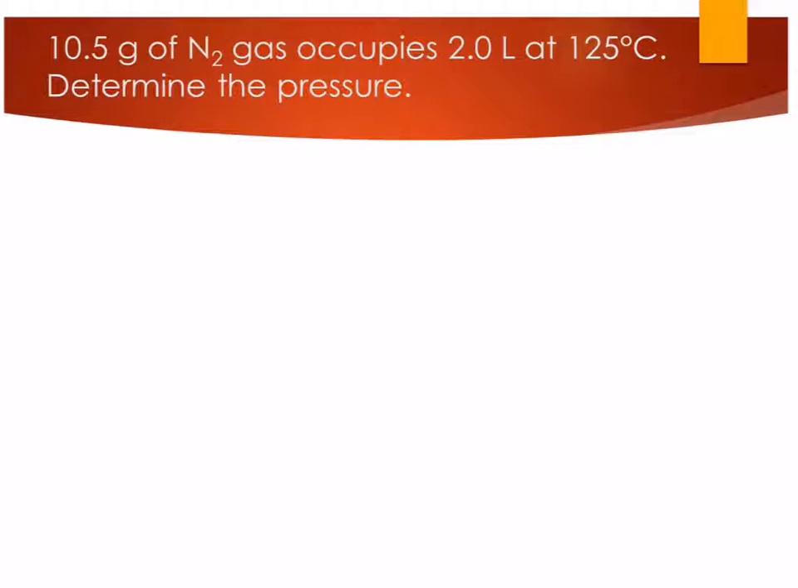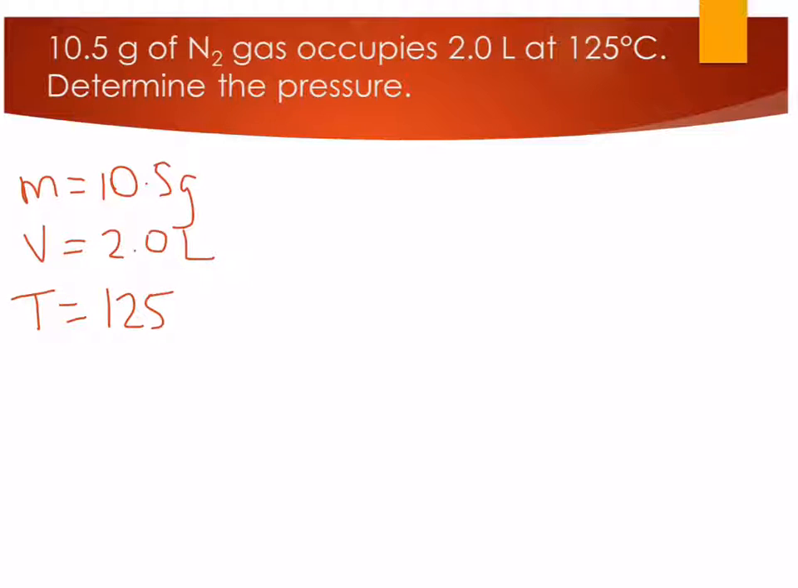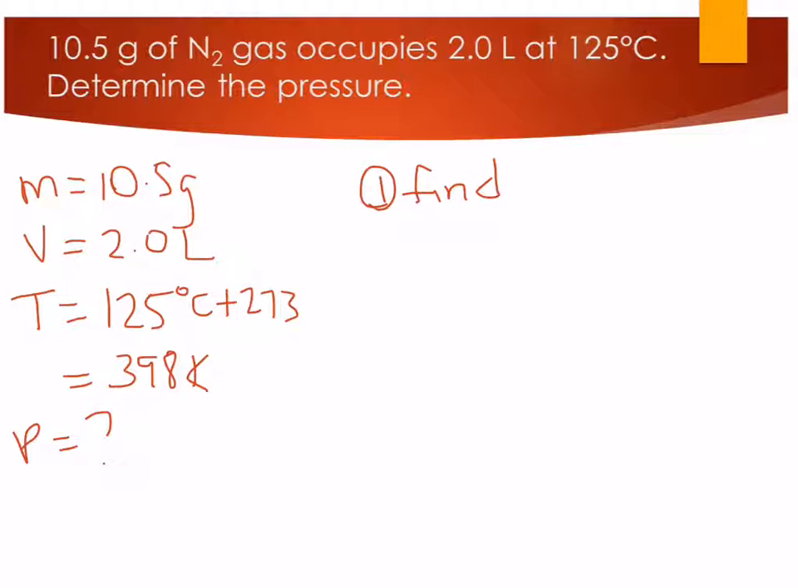In our second example, we are given a mass to start with. So we have 10.5 grams of nitrogen gas. It occupies 2 liters, so that's our volume. Our temperature is 125 degrees Celsius. We're going to add 273, so we get 398 Kelvin, and we're being asked for the pressure. If we're looking for pressure and we have temperature, volume and mass, we always have that R value, it's a constant, but we cannot put 10.5 grams in. So the first thing we need to do is to find our number of moles.